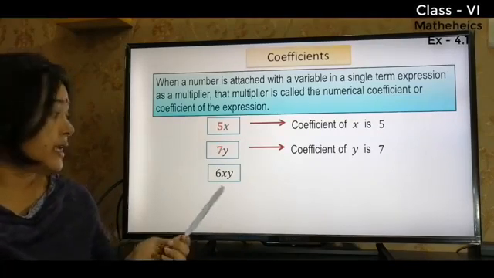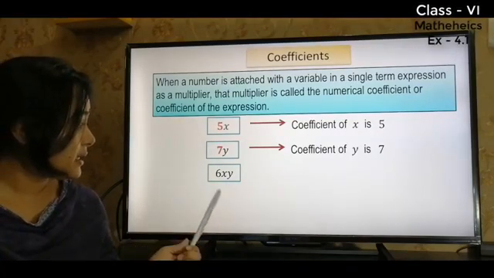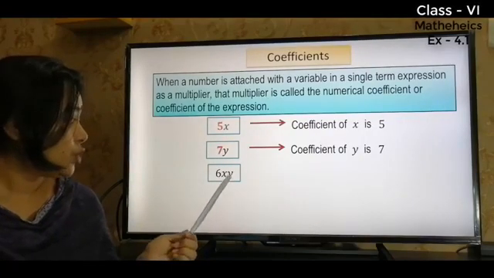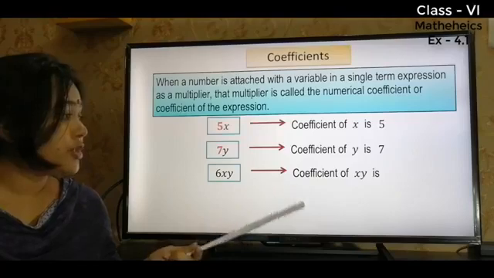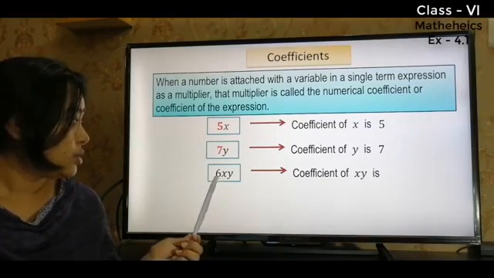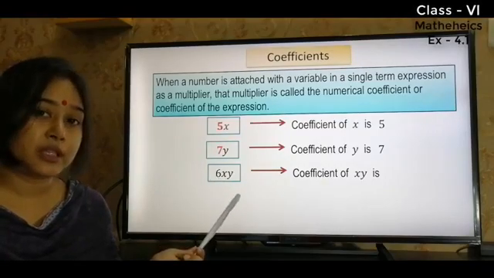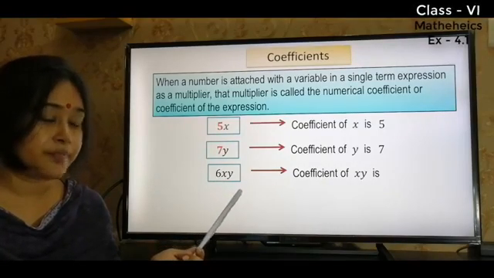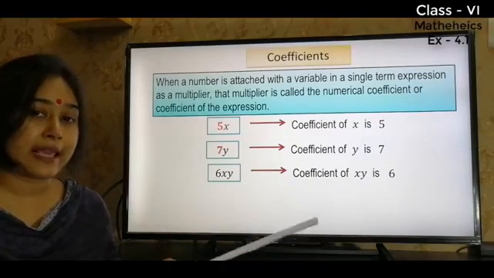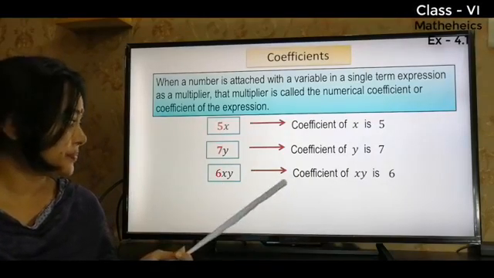And in this example you can see there are 2 variables, x and y. So what is the coefficient of xy here? Which number is attached with these variables xy? The number is 6. So the coefficient of xy is 6.